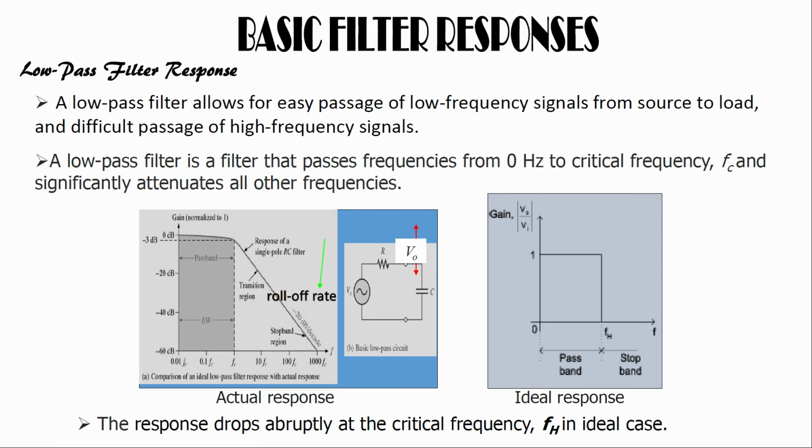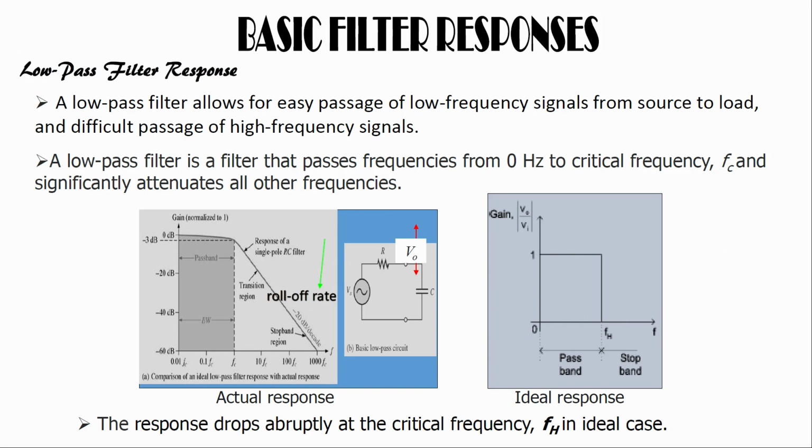A low pass filter is a filter that passes frequencies from 0 hertz to the critical frequency. What is the critical frequency? It is the frequency until which we want to pass the signal in the case of a low pass filter. So, FC here is the cutoff frequency or critical frequency above which we do not want the signals to pass, and that is why you see that after FC in the left side graph, the actual response plot, the signal starts attenuating.